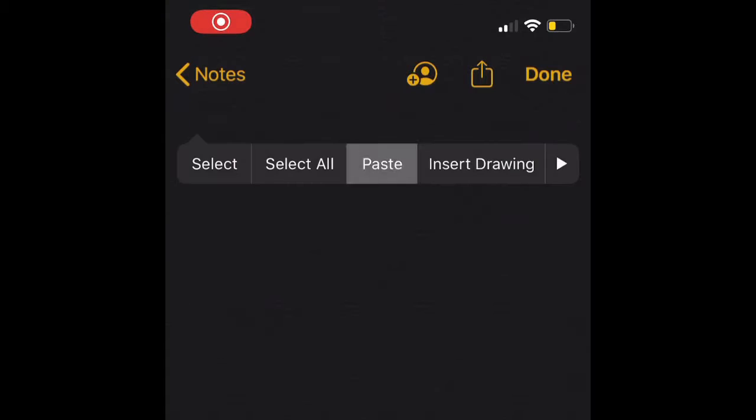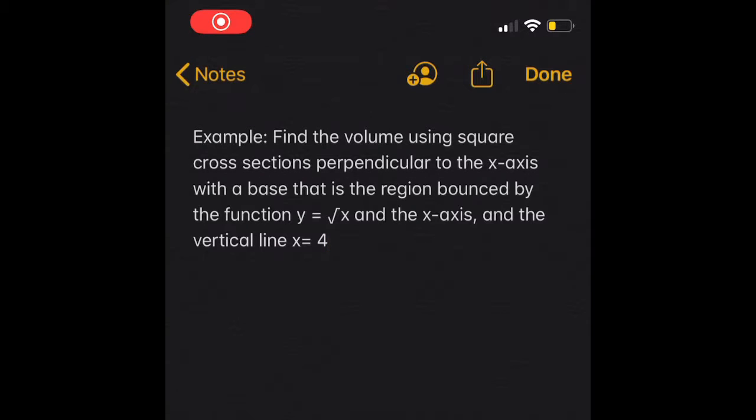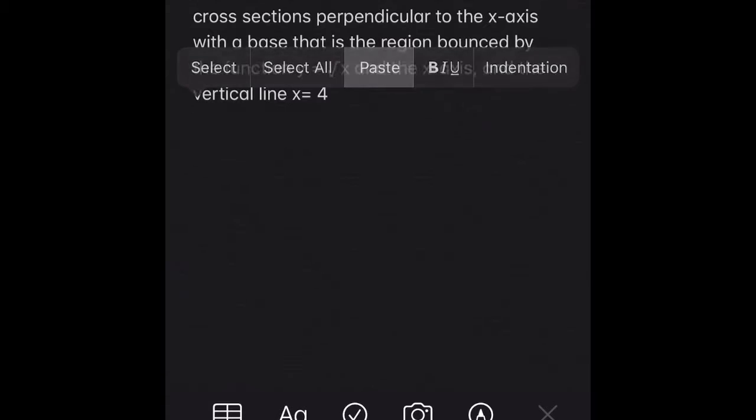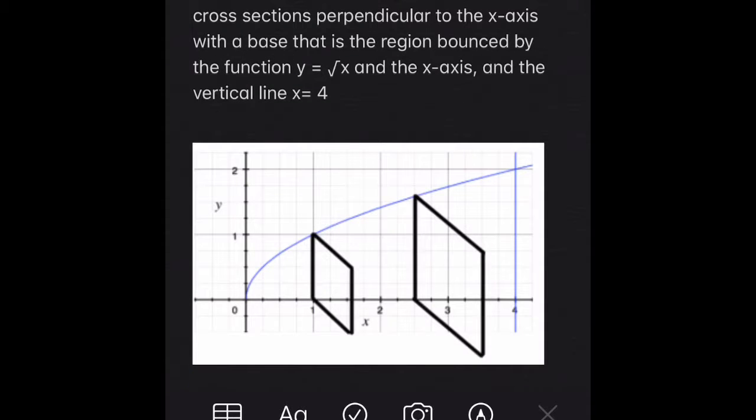The example is to find the volume using square cross-sections perpendicular to the x-axis with a base that is the region bounded by the function y equals the square root of x and the x-axis and the vertical line x equals 4. We must first envision the cross-sections, and to do this we place the side of the square in the coordinate plane so that the square is coming directly out of the plane towards the viewer.